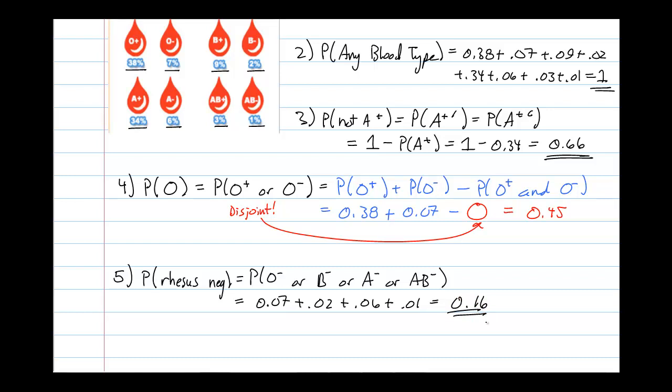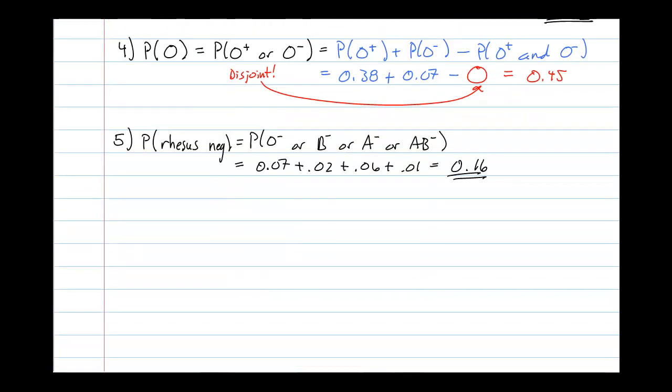So again, we can talk about all these different types of events. Let's go ahead and look at one more example. For this last one, I would like to know the probability that a randomly selected person is either from blood group O or is rhesus negative. Clearly, they can be O negative, so these are not disjoint events.